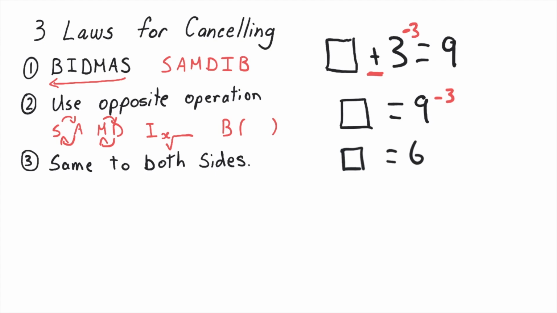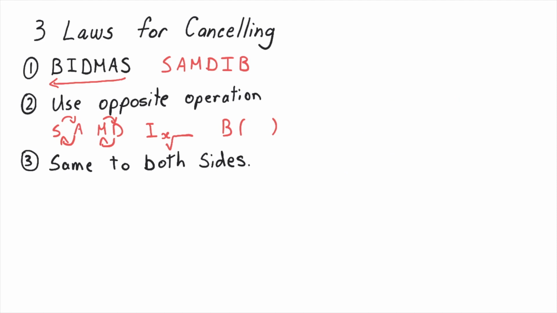Now, if we put that into our original equation and we say 6 plus 3 equals 9, well, does it? Yeah, it does. So that's our answer. We've used our 3 laws of cancelling out, and we have even tested our result to make sure that we are correct. Now, let's try something that's a little bit more complicated. So let's try this one. 3x plus 2 equals 20.